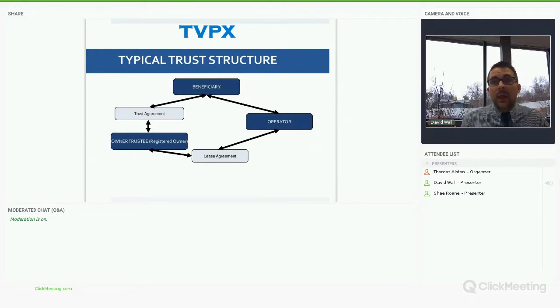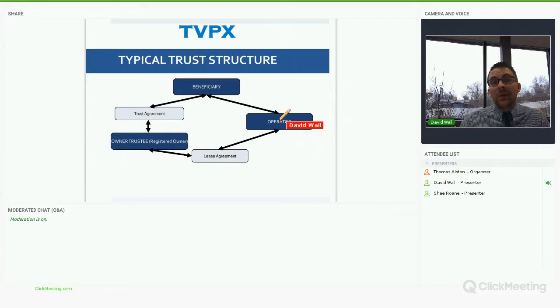If the FAA came to the trustee with a matter of national emergency or something along those lines, that has never occurred, but there are those stipulations in the trust agreement that you wouldn't see in a normal type of trust agreement. Then there typically is a lease agreement.